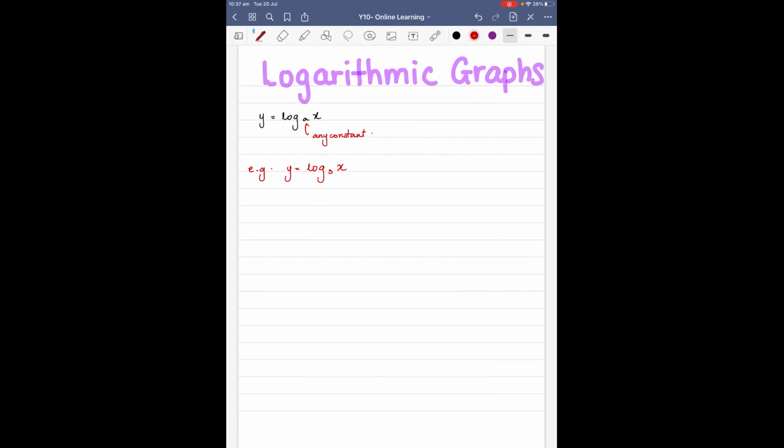Now, before we start drawing this, we're going to look at some features about it. We know from previous topics that this equation here is an exponential function. What's special about an exponential function and a logarithmic function is that they are opposites, or we like to call them inverse functions. In other words, they are like opposites or reflections.